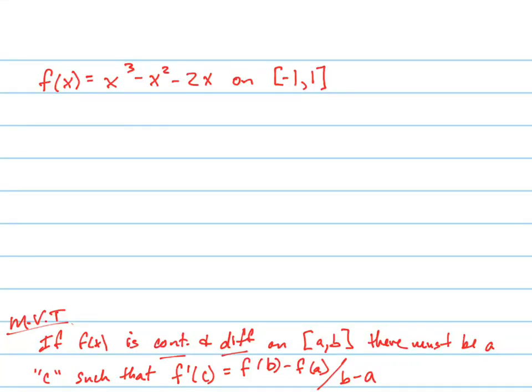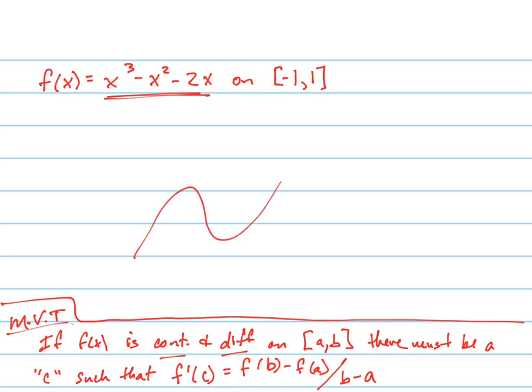So this question is about the mean value theorem, which I've written down at the bottom. And here's what the mean value theorem says. If f of x is continuous and differentiable, which this is, because it's just a polynomial graph, so we know it's going to do something like this. If it's continuous and differentiable on a closed interval, so here we have, let's just pretend it's -1 and this is +1. I know it won't look like that, but let's pretend it is.